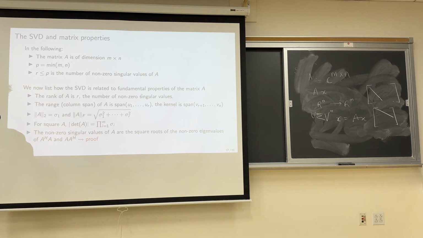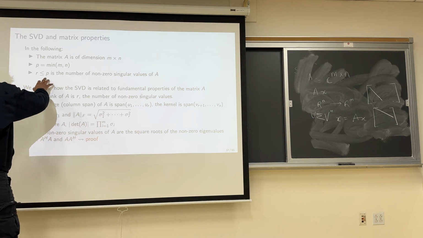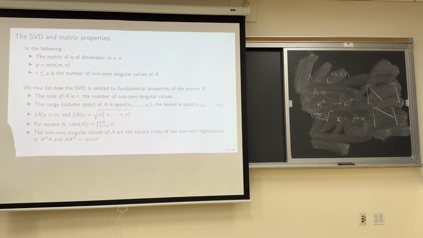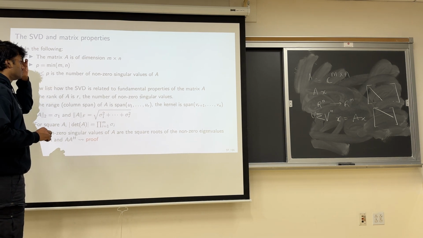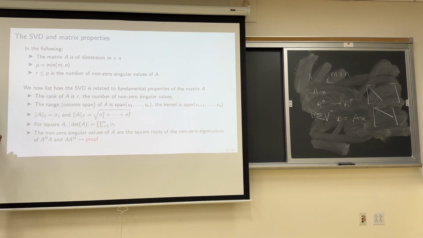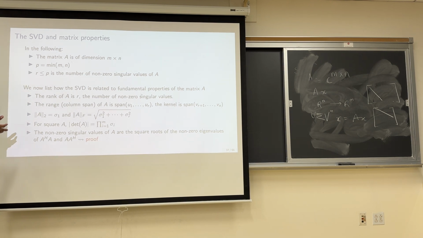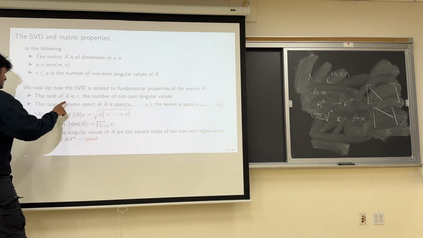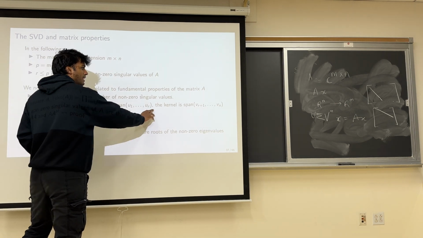So the matrix A is of dimension m cross n. p is the minimum of m and n, and r is always less than or equal to p. r, which is the rank, is the number of non-zero singular values of A. We now list how the SVD is related to the fundamental properties of the matrix. The rank of A is r, the number of non-zero singular values. The range, or column space, of A is just the span of this.